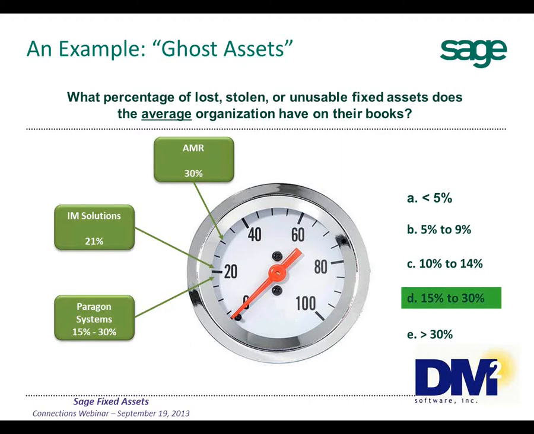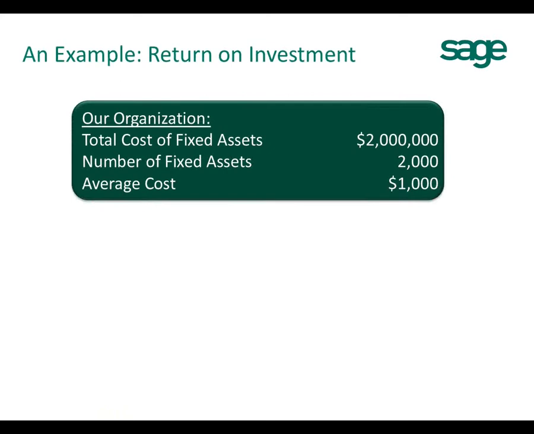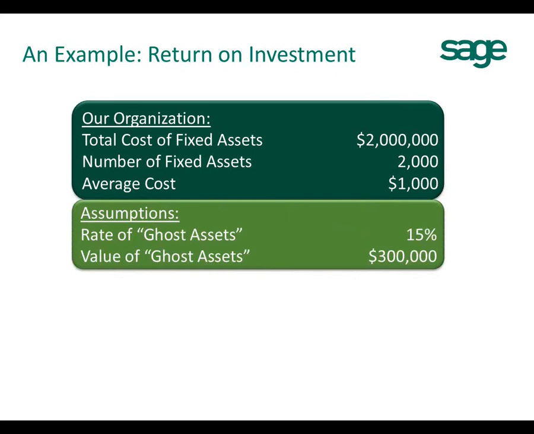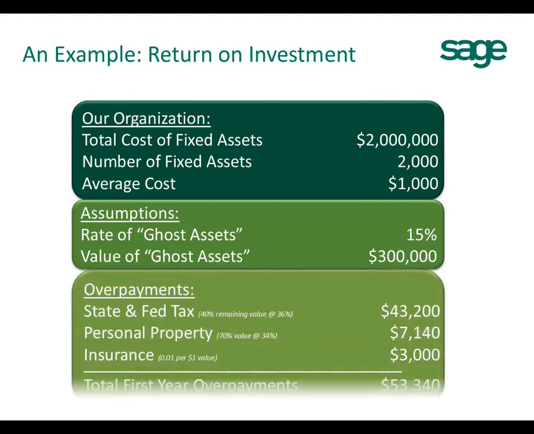Now take a look at that number, and let's assume, so that I can give you an idea of what the ROI is for a product, that you are an organization with about 2,000 assets, averaging a cost of $1,000 each, which brings our total cost of fixed assets to $2 million. With that very conservative ghost asset rate of 15%, that brings you a total of $300,000 in ghost assets that you don't even know of. This is money you're not able to keep track of. The overpayments on that alone for the first year come to $53,340.